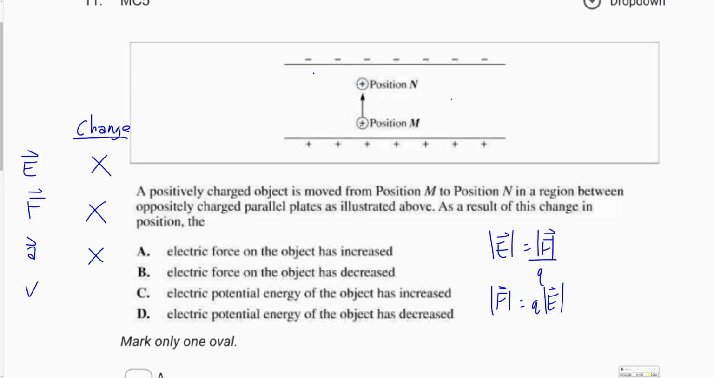Would the speed change? Yes. Just because we say the acceleration isn't changing doesn't mean it's not accelerating, right? It is accelerating. There is a force. It will accelerate. Is it going to increase or decrease in this case? As the positive particle goes towards negative, the speed is going to increase. Yeah, the speed's going to go up.